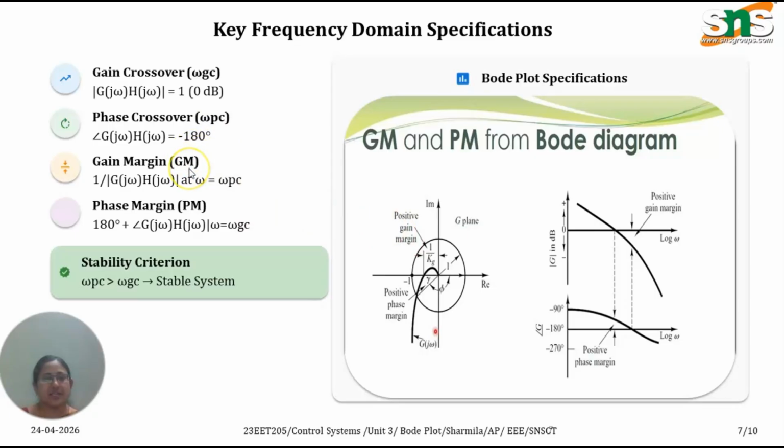Next one is the gain margin, GM, and it indicates how much gain can be increased before instability. Next one is the phase margin, PM. It shows how much phase variation is allowed before instability. The stability condition is: if ωpc is greater than ωgc, the system is stable. So these parameters are essential for designing stable control systems.